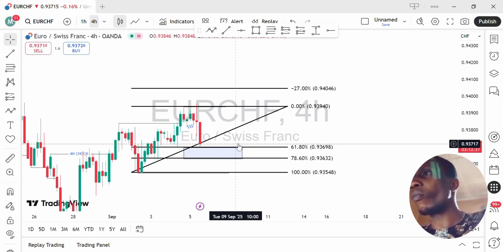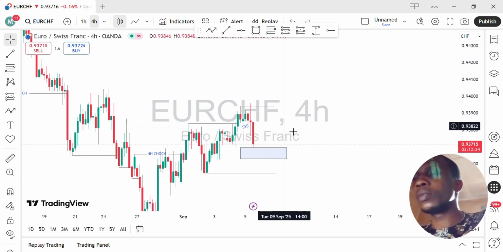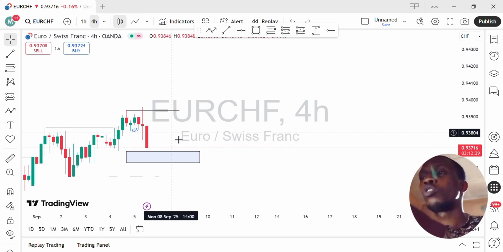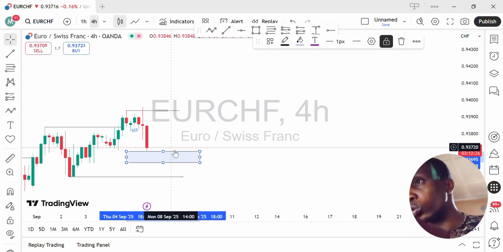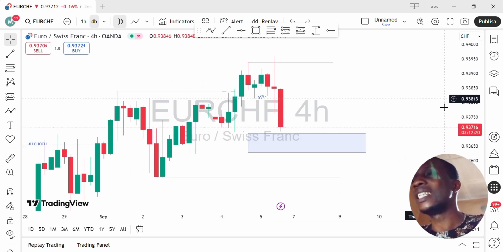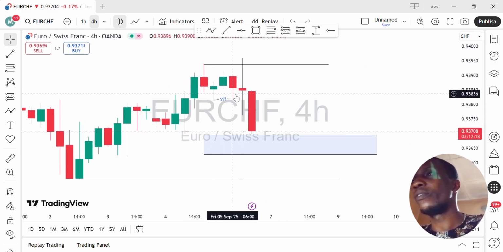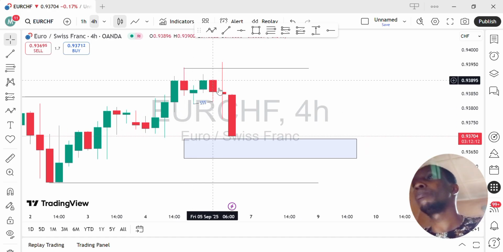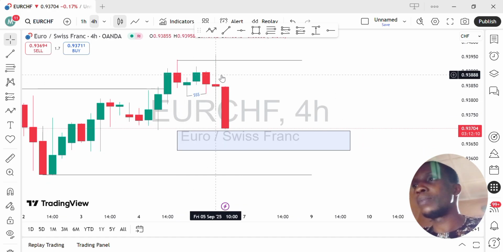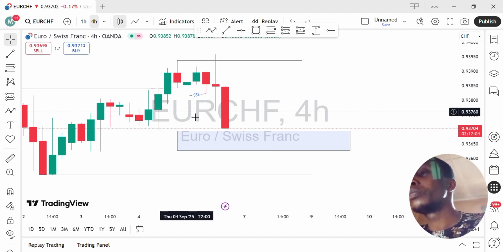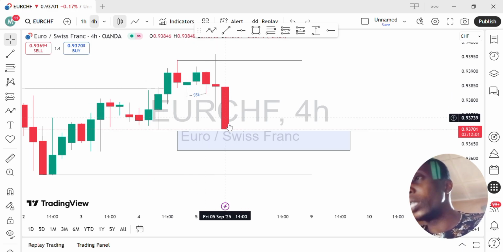Now price has created a liquidity right here. Like I've said, price needs to create liquidity before tapping into the zone. This is a liquidity right here. After we have a valid pullback, price induced traders, created a liquidity, induced traders to buy the market. They bought, and what did price do? Price reversed back against them. Those people that bought around there, definitely their stop loss will be somewhere around here. Price is about to tap into the zone right here before taking a buy to the upside.